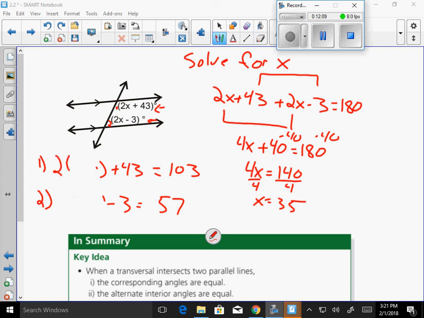So it should be 2 times 35, and that should be 2 times 35 minus 3. 70 minus 3 is 67. And now 70 plus 43, that's going to be 113. There we go. That makes sense.